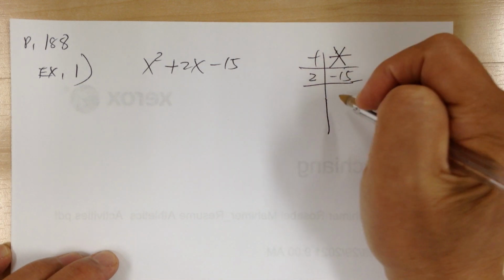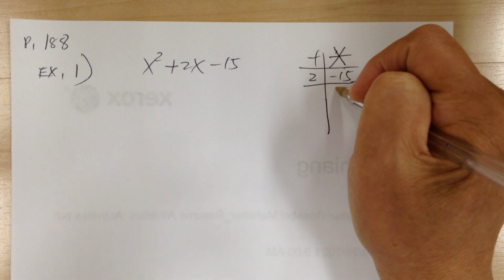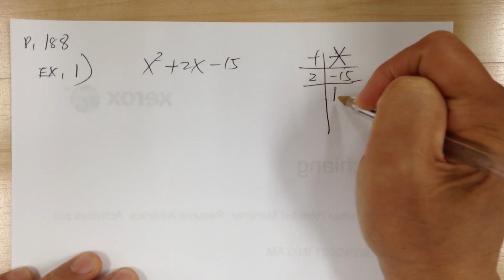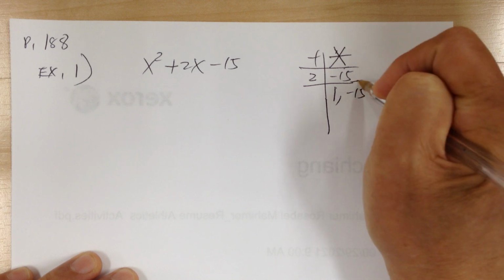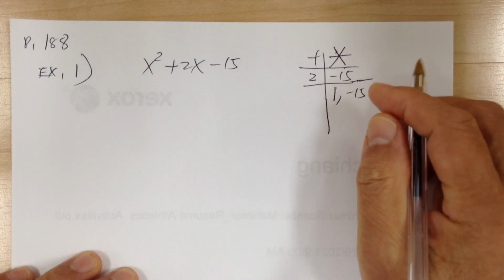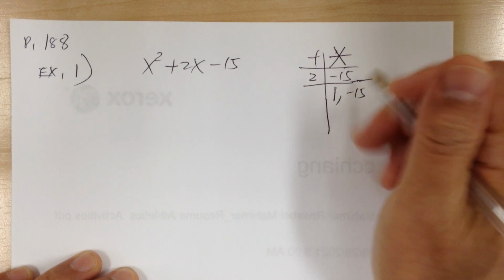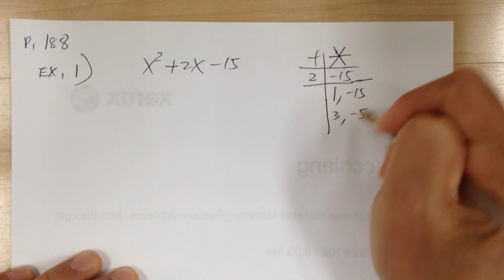So let's try this one. You start with 1. Again, if you don't know the correct combination off the bat, just start with 1. So 1 comma negative 15. You have to keep track of positive, negative. So you multiply to get that. Okay, and 2 cannot. So you go 3 comma negative 5.